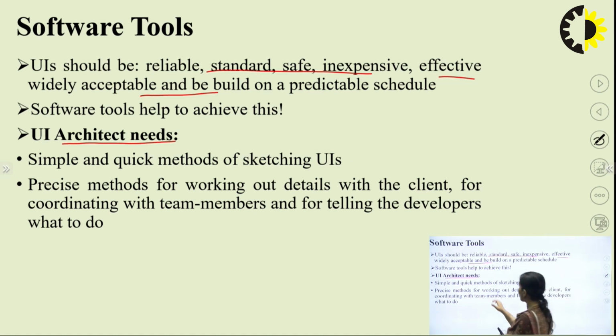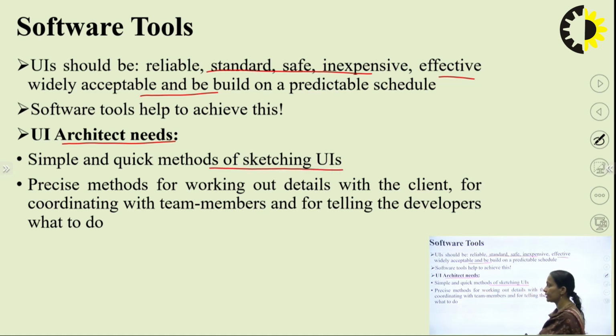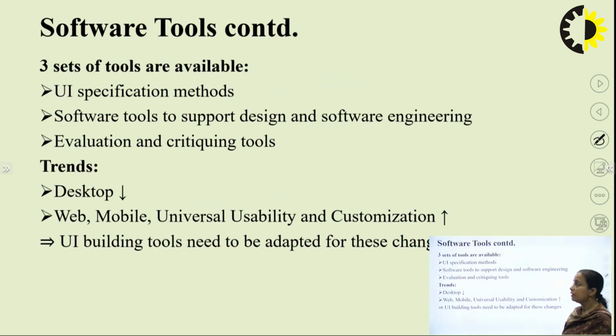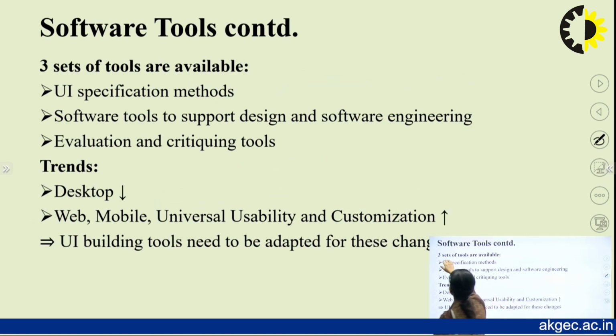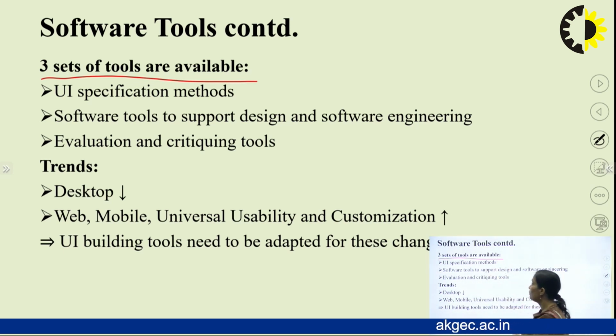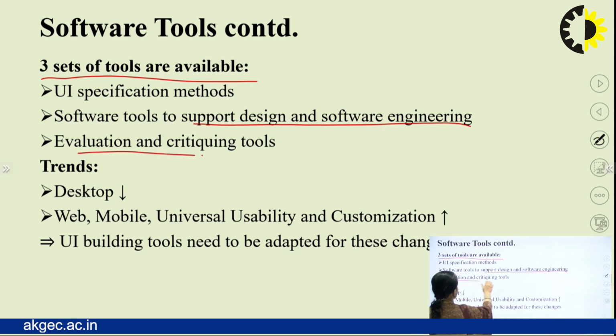They want simple and quick methods for sketching the UIs, and precise methods for working out the details with the client, for coordinating with the team members, and then telling the developers what to do, so that the final output can be achieved. Then we use three sets of tools that are widely available. One is the UI specification methods, then the software tools to support design and software engineering, and then tools to evaluate and critique.